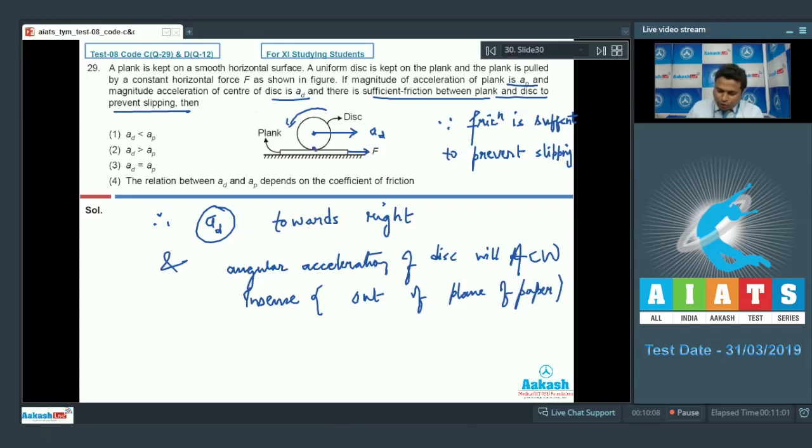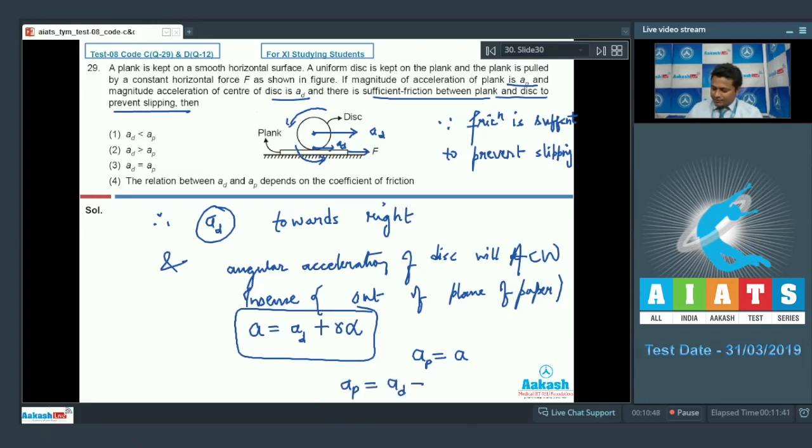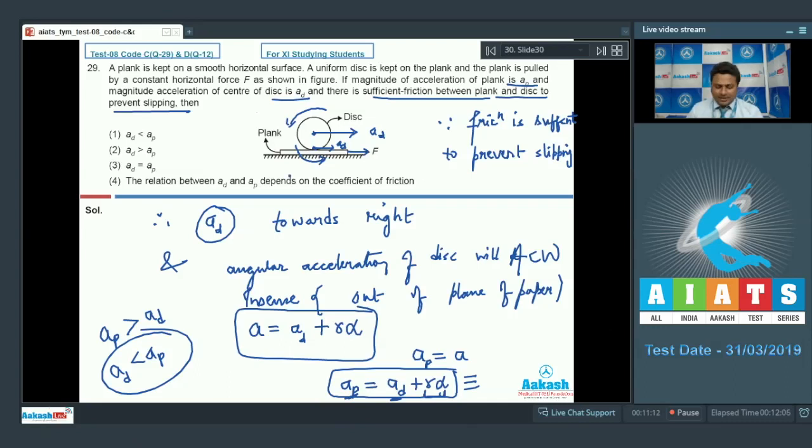So therefore the acceleration of the bottommost point will be what? Now we can write there must be AD as well as there must be acceleration due to angular acceleration. So A will be AD plus R alpha. This will be the acceleration of bottommost point, and it is clearly mentioned in the question that no slipping occurs. It means the acceleration of plank must be also the same. Now AP we can write AD plus R alpha. So it is clearly, now we can say that AP will be greater than AD by R alpha. So gentlemen, AP is greater than AD, or you can say AD is less than AP. Acceleration of disc will be less than acceleration of plank. We'll go with option number 1, which is absolutely correct. Move on to the next question.